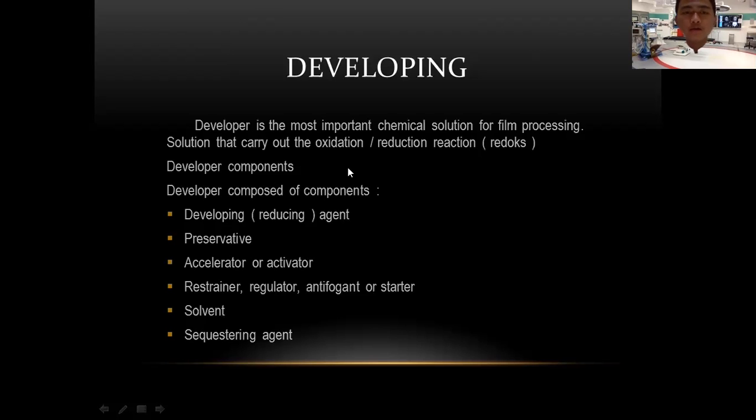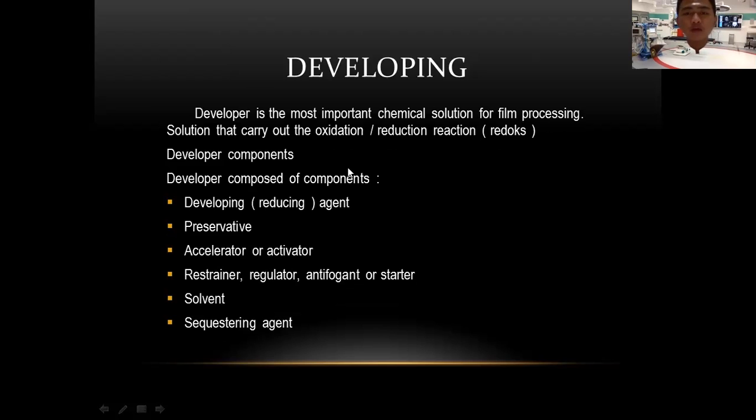Developing. Developer is the most important chemical solution for film processing, a solution that carries out the oxidation or reduction reaction, or redox. The developer is composed of components: developing or reducing agent, preservative, accelerator or activator, restrainer, regulator, antifogant or starter, solvent, and sequestering agent.